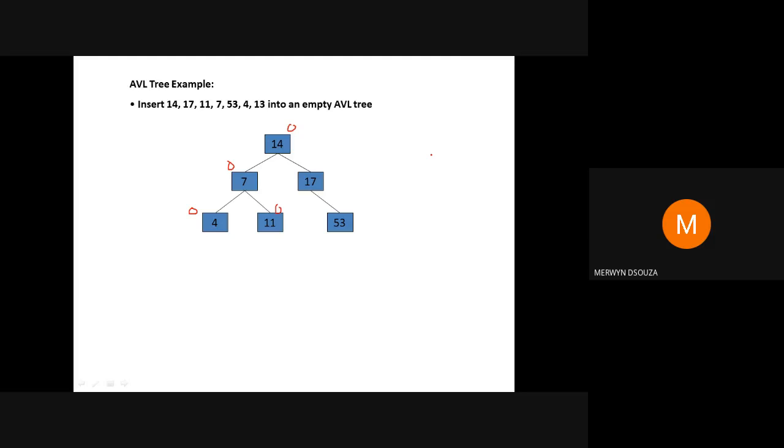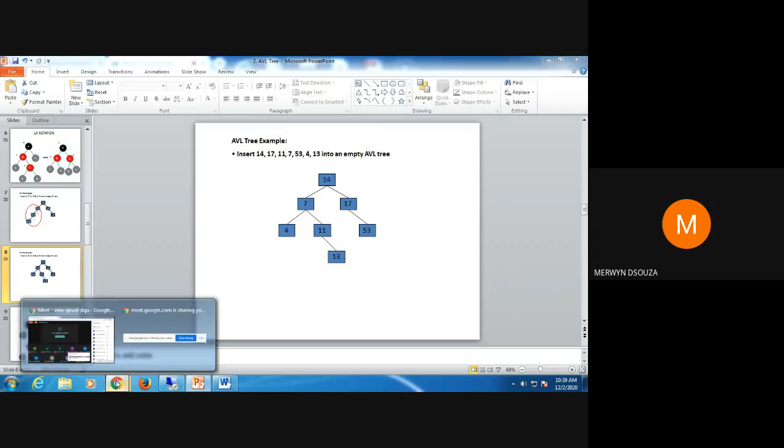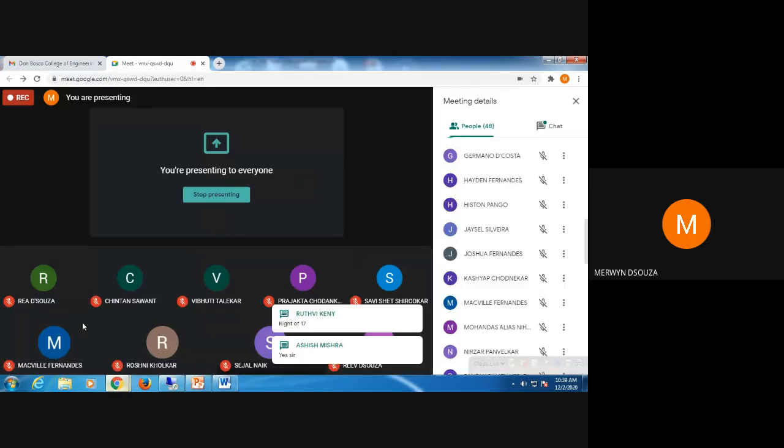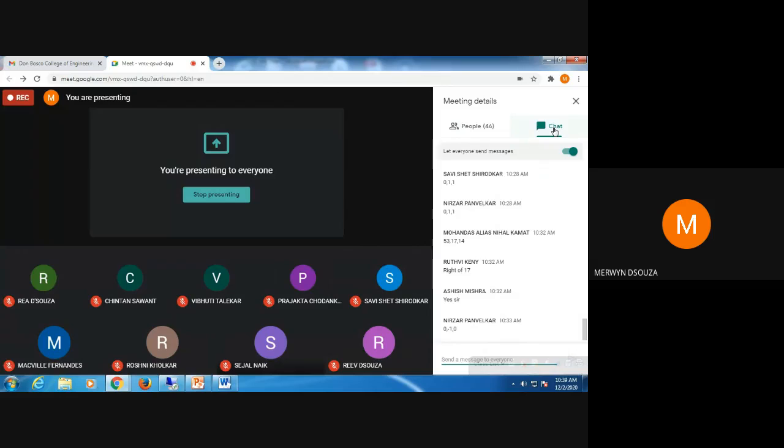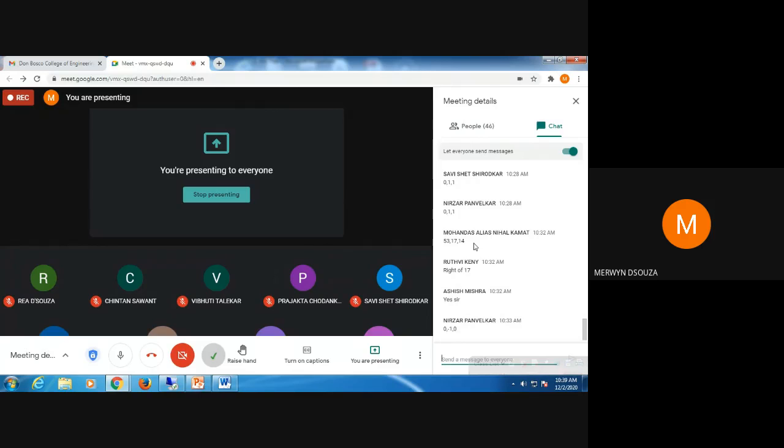Is it clear? So I'll just come to the chat. Since this is the first time we are applying a rotation, you can let me know if you are having any doubt. Did you all get the rotation? How it is to be applied? Any doubts about the rotation?